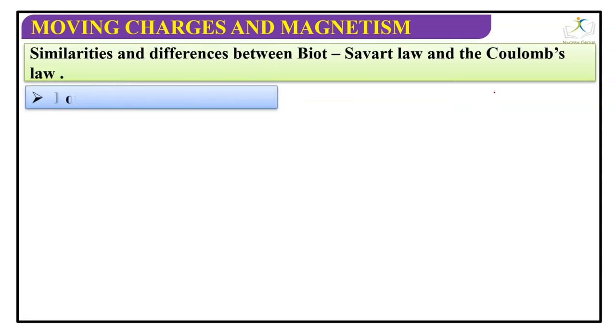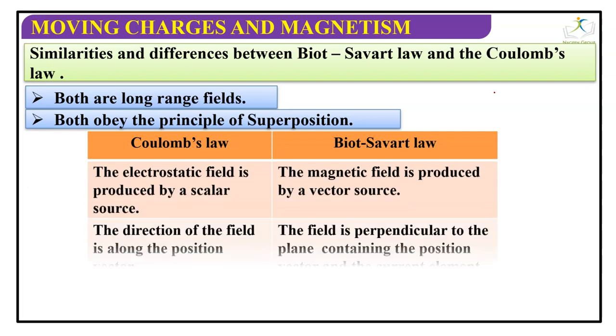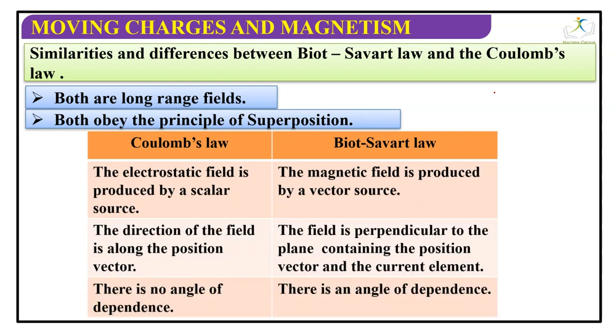Similarities and differences between the Biot law and Coulomb's law. Both are long range fields. Both obey the principle of superposition. These are two similarities. Now the differences: the electrostatic field is produced by a scalar source, while the magnetic field is produced by a vector source. The direction of the electrostatic field is along the position vector, and there is no angle dependency.